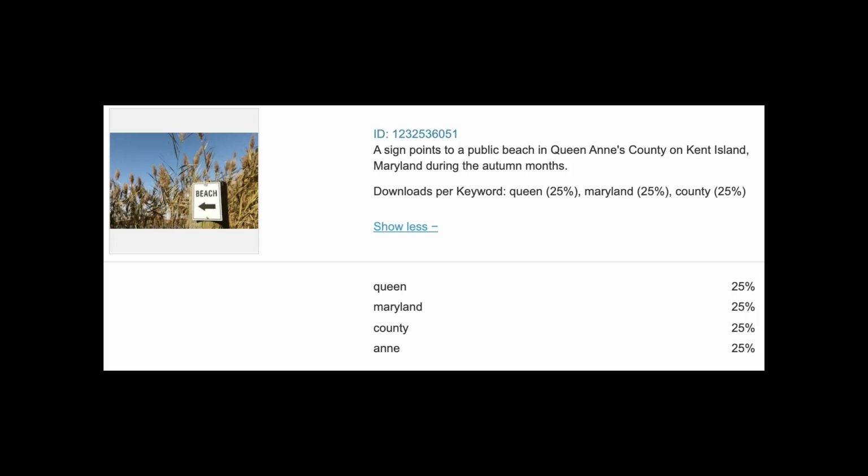Now let's go on to the next photo. Another photo related to a beach. This is a sign that literally says beach. But how are people finding this photo? They're actually not typing in beach sign to find this photo. They're finding it with the very, very specific location that this photo was taken in, which was Queen Anne's County, Maryland. That's how people are finding this photo, by looking up Queen Anne's County.